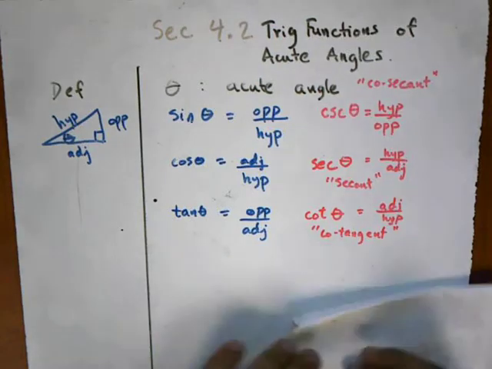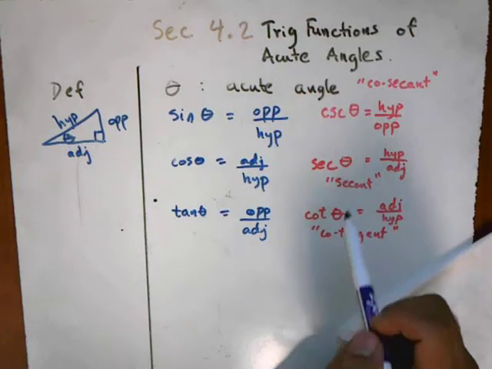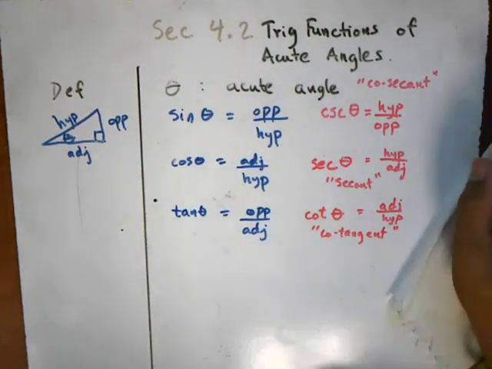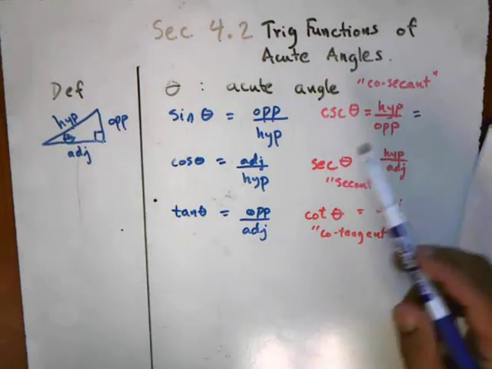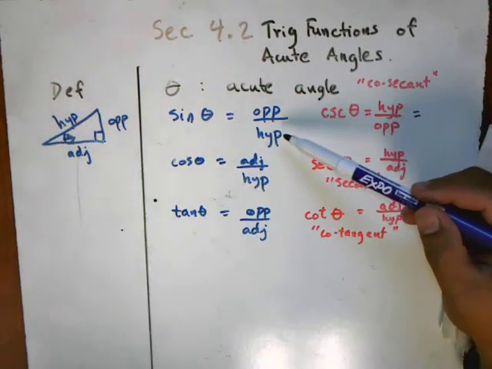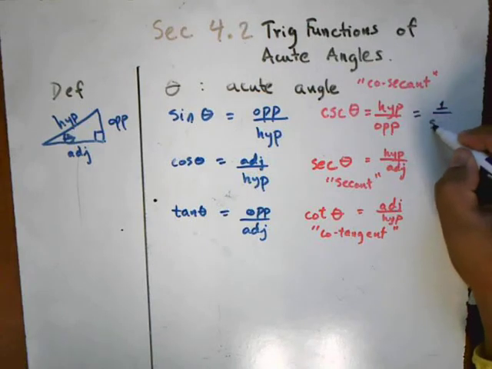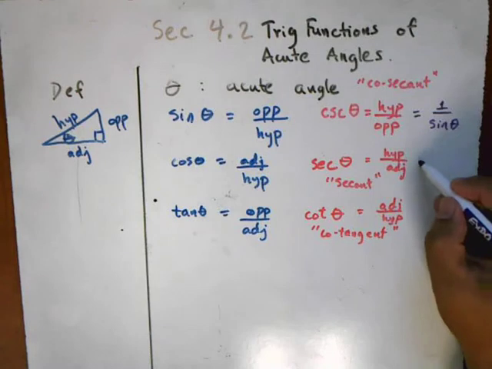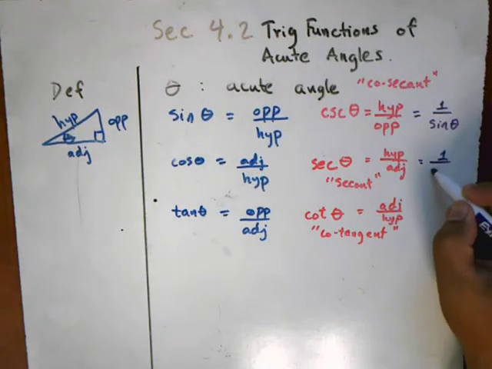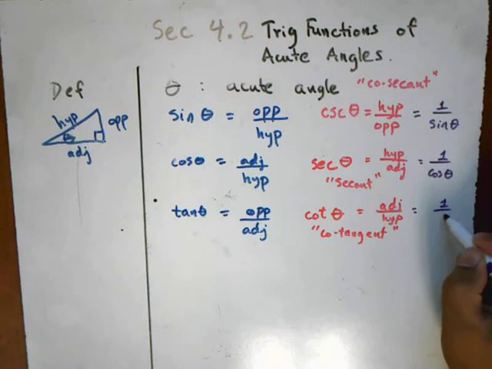I can also define each of the cosecant, secant, and cotangent in terms of sine, cosine, and tangent. So cosecant of theta, if you notice again, is just the reciprocal. It's like if you took the sine ratio and flipped it. So we can define cosecant as 1 over sine of theta. We can define secant as 1 over the cosine of theta, and we can define cotangent as 1 over the tangent of theta.